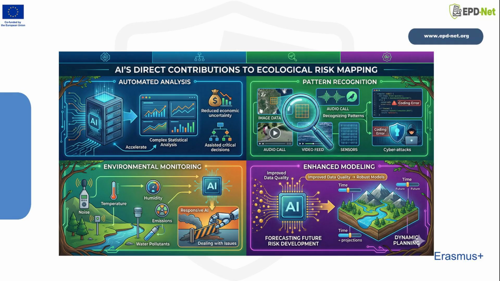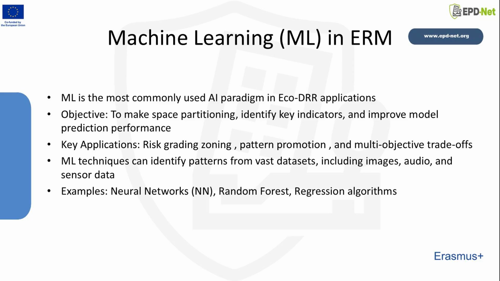Finally, AI leads to enhanced modeling. The improved data quality resulting from AI analysis contributes to developing more robust and accurate environmental modeling systems. This foundational work is vital for forecasting future risk development and enabling dynamic planning, which we will explore further in the next sections. Moving into the specifics of AI technologies, we focus on machine learning, or ML.